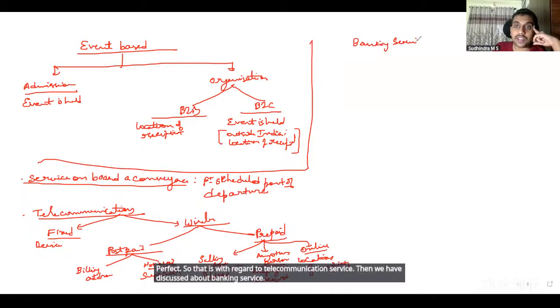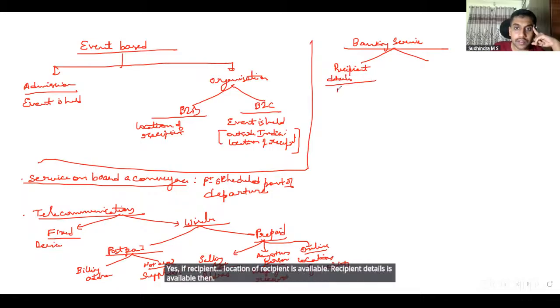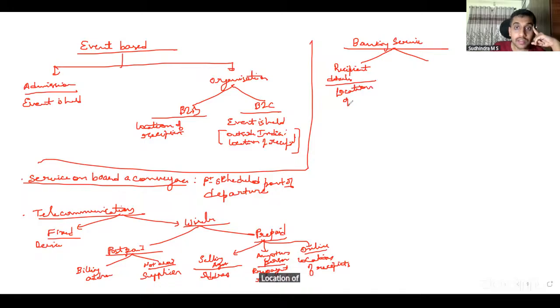Correct. In case of banking service, what should I check? Whether it is made to banks or others. The location of the recipient is available in the records. Yes. If the location of recipient is available, recipient details is available, then location of recipient. If location of recipient is not available, location of supplier. Like a DD, without having an account, I go and purchase a DD, for example, correct?